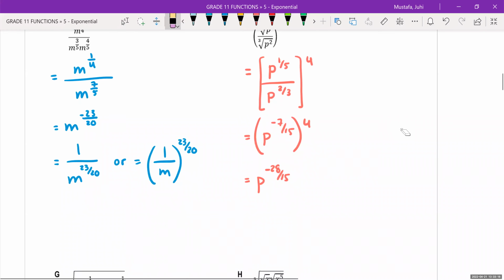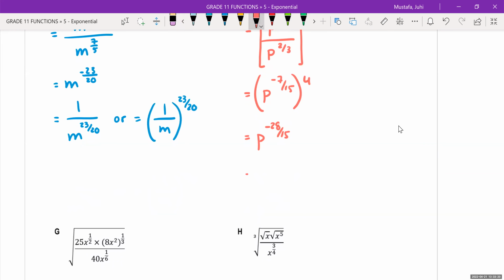Yeah. So you can rewrite it in two different ways. You can write it as 1/p to the power of 28/15, or you can rewrite it as 1/p all to the power of 28/15.